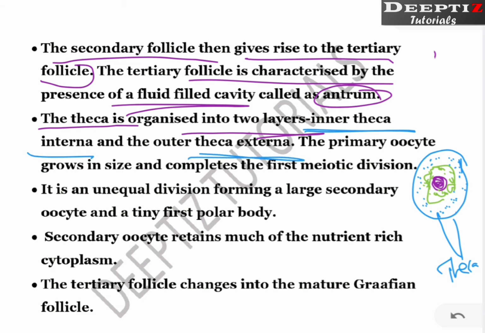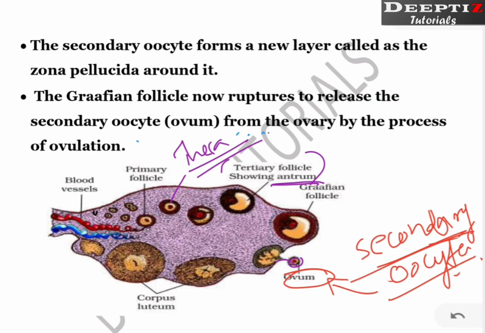The primary oocyte grows in size and completes its first meiotic division. So you have to understand, during this time there will be the first meiotic division. The completion of the first meiotic division means all these things are happening at puberty. As I told you, the primary oocyte got arrested at the time of birth, at the phase of prophase 1.